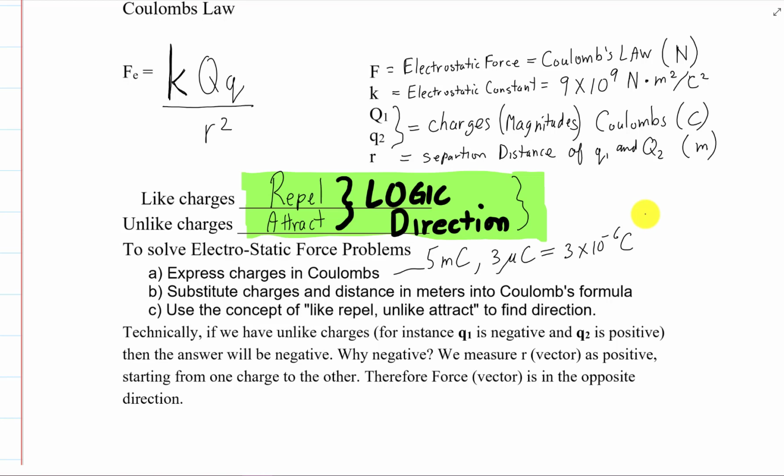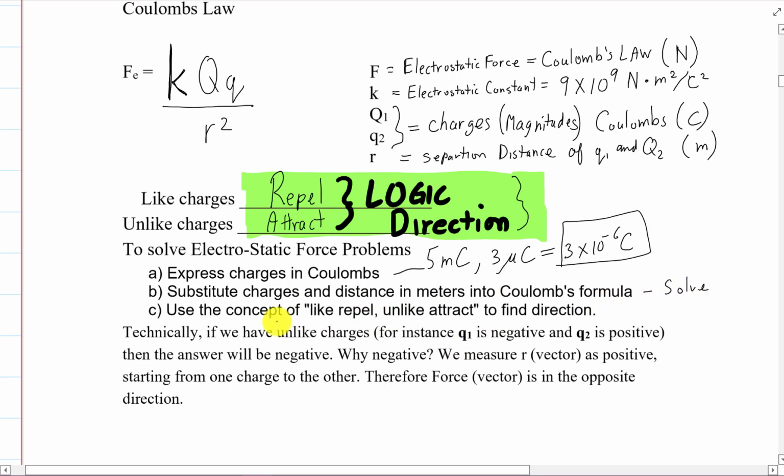So if we're actually going to deal with real life charges, we won't be dealing with coulombs. We'll be dealing with millicoulombs, microcoulombs, nanocoulombs. So you have to change it into scientific notation. You have to substitute the charges into the formula and solve. And then you find the direction by looking at the charges that you put in. And if they're the same charge, you now know they're repelling. And if they're unlike charges, they're attracting.